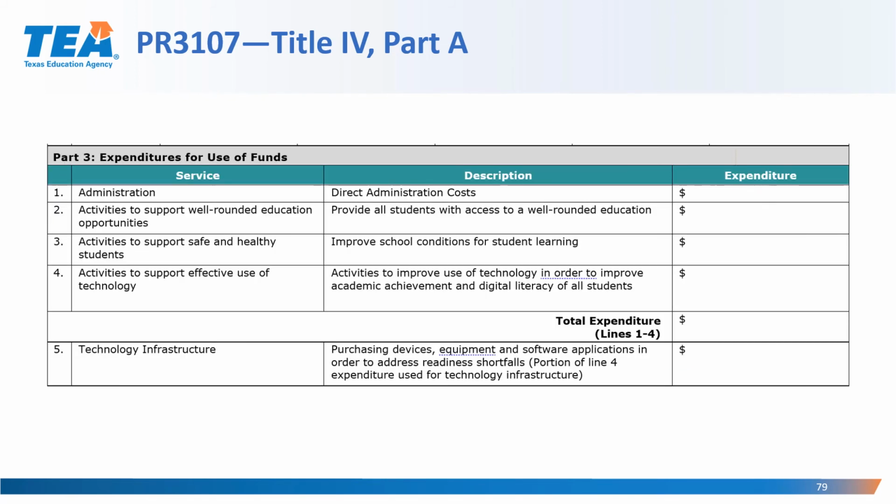In Part 3, lines 1 through 4 should reflect all of the expenditures for Title IV Part A according to the uses of funds listed. Of the amount the LEA reports for technology in line 4, the LEA will report in line 5 how much was for technology infrastructure.